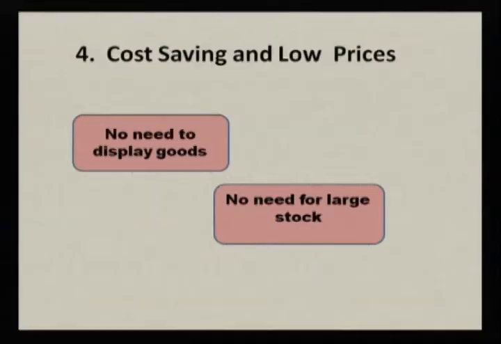Then another advantage is cost saving and low prices. If you go and buy the products offline in the traditional form, that means you go to a shop or you visit a market, the goods are well displayed. Of course, when they are well displayed, you require the staff and you require all the other maintenance expenses also to take care of the display of goods. So as a result, this increases your administrative cost, it increases your maintenance cost.